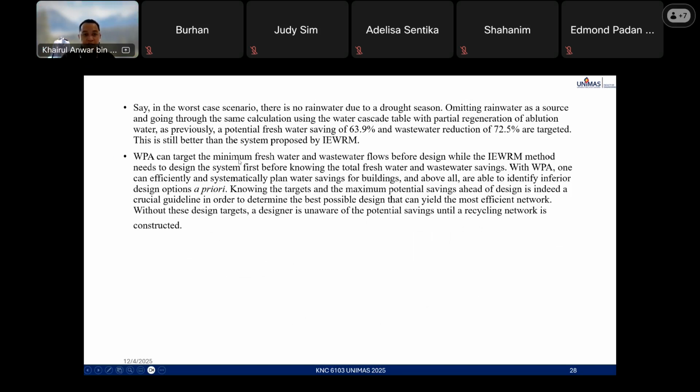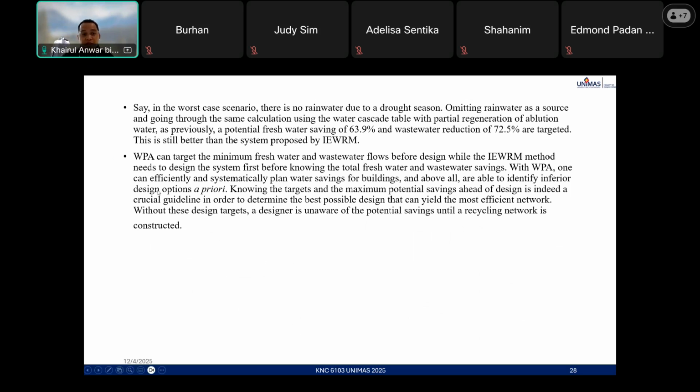Well, WPA targets the minimum freshwater and wastewater flow before design, while with the IEWRM we need to design the system first before knowing the total freshwater and wastewater saving. That is the difference between the WPA, water pinch analysis, and the IEWRM method, where they design the system, then they know how much. Instead of knowing how much you can save, then you do the design.